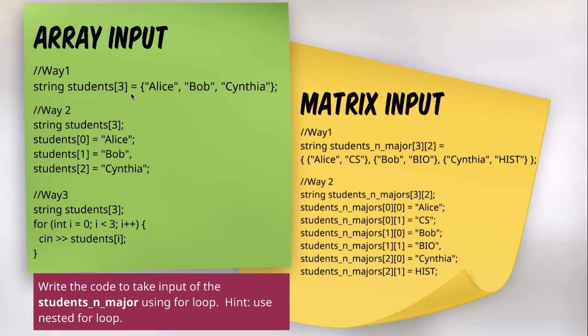Now, if you want to initialize all the elements of an array during the declaration, you have to write down all the values inside a set of opening and closing curly braces, separated by commas. So here the array is of type string, the size of the array is 3, and the initial values are Alice, Bob and Cynthia. And since all the elements are strings, I have used double quotes for each of these values.